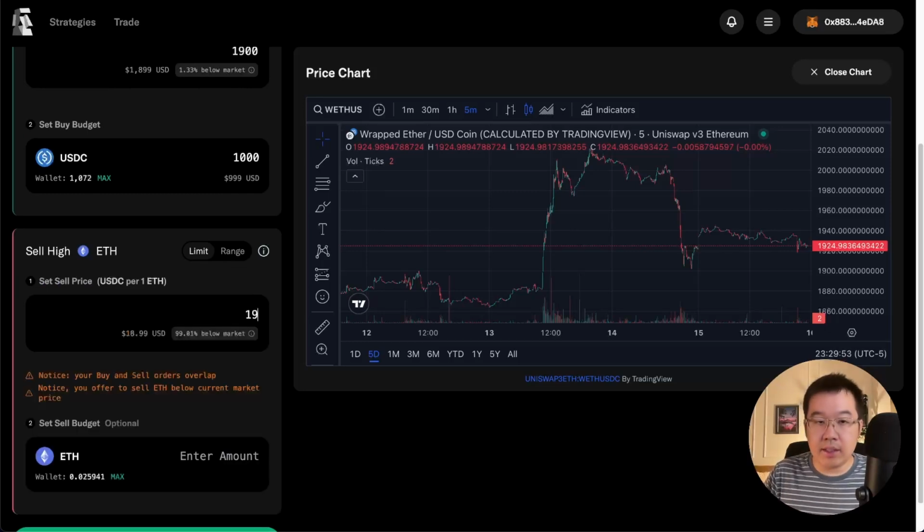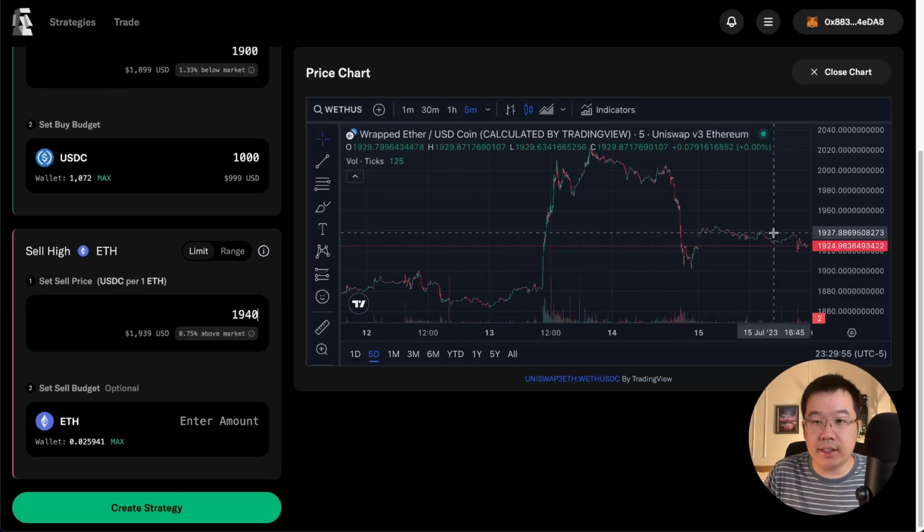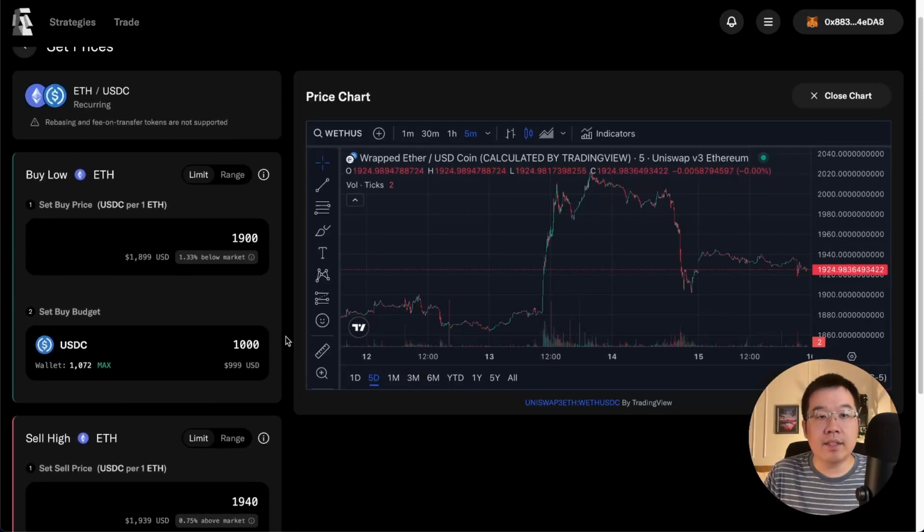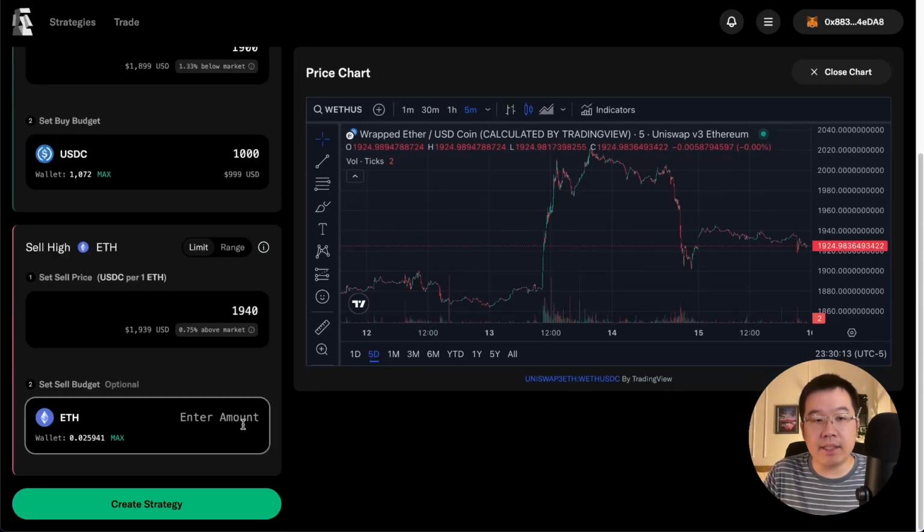Let's do 1940, just looking at the chart, right? It's gonna play the range over here. And I'm not gonna put anything here. I have like 0.02, but I'm gonna leave this blank so that the 1,000 USDC will be used to buy ETH, and then we'll sell that ETH amount when it reaches 1940.